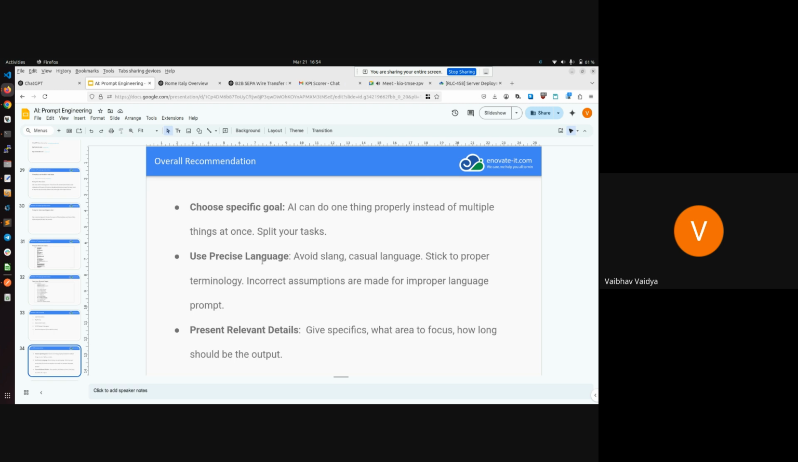Present relevant details. A very simple example: if you're prompting something, don't mention details which are not relevant. So I can say something like, today I'm wearing a red shirt, please generate me a hello world code in Python. The fact that I'm wearing a red shirt has nothing to do with this. So try to focus on the problem and the goal for the AI.